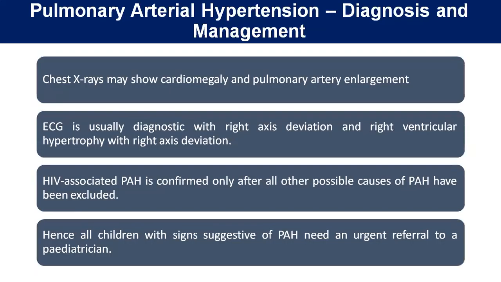Chest X-ray in PAH may show cardiomegaly and pulmonary artery enlargement. ECG is usually diagnostic, which will show right axis deviation and right ventricular hypertrophy. HIV-associated PAH is confirmed only after all other possible causes of PAH have been ruled out. Hence, all children with signs suggestive of PAH need an urgent referral to a pediatrician.